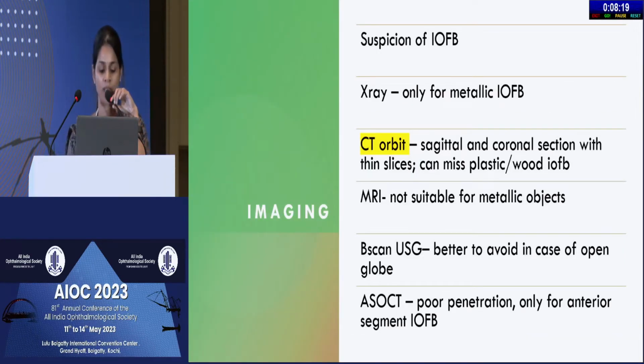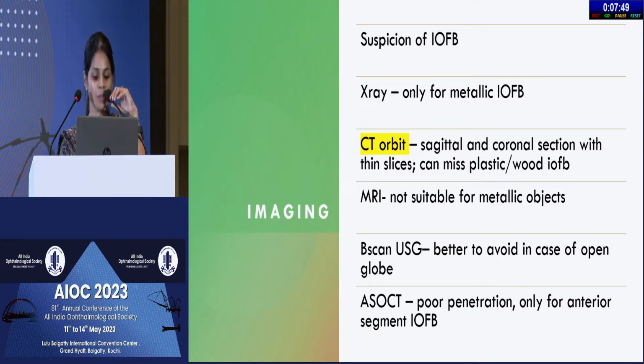So imaging again is crucial if you have a suspicion of an intraocular foreign body. So X-ray can be done, but it's only for metallic foreign bodies. CT orbit is ideal. We can ask for sagittal and coronal sections with thin slices, although this can miss plastic or wood intraocular foreign bodies. MRI might not be suitable for metallic objects, as the magnetic force can distort the object. A B-scan ultrasound is also preferable to avoid when you have an open globe to avoid undue pressure.